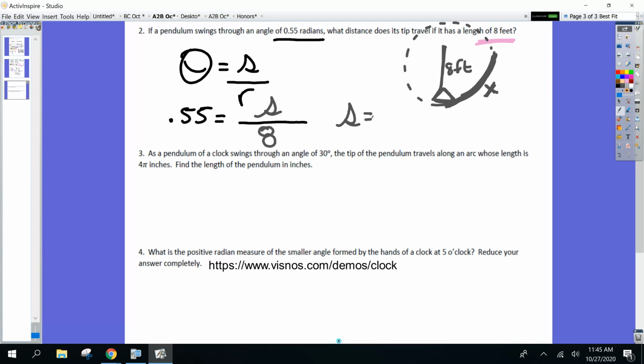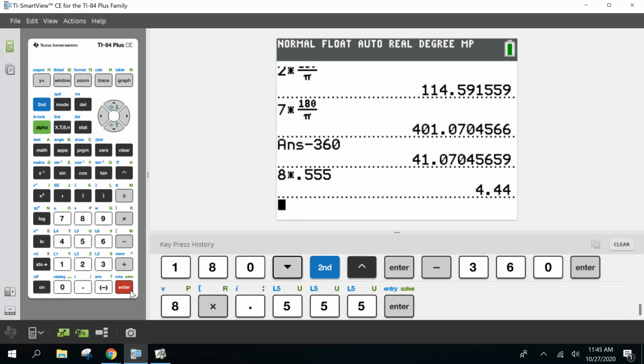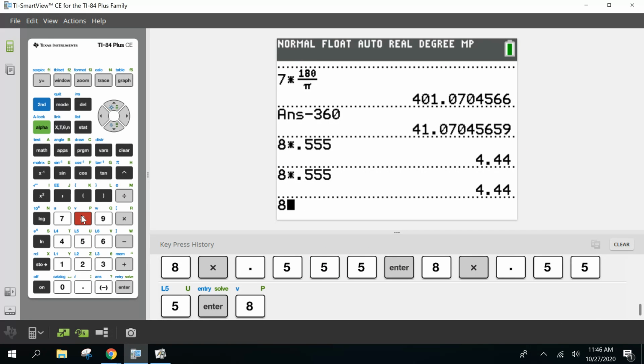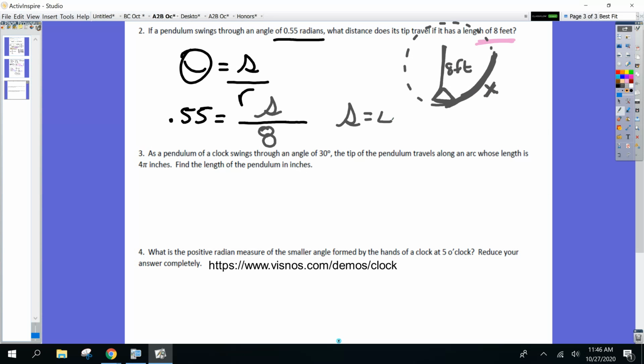So what do we end up with? 4.4? 4.4 feet. All right, a little tougher there because it was kind of tough to decide what the pendulum was. Was it the radius or was it the arc length?